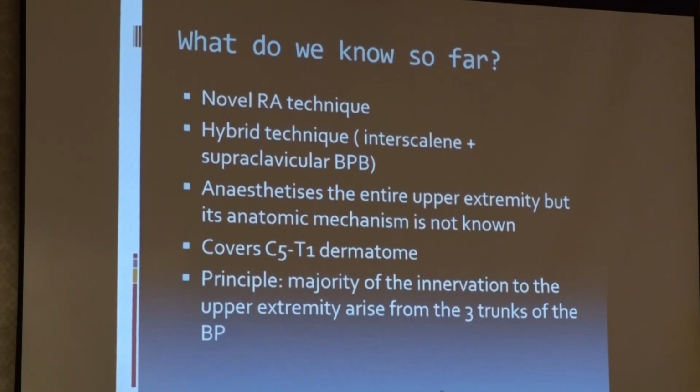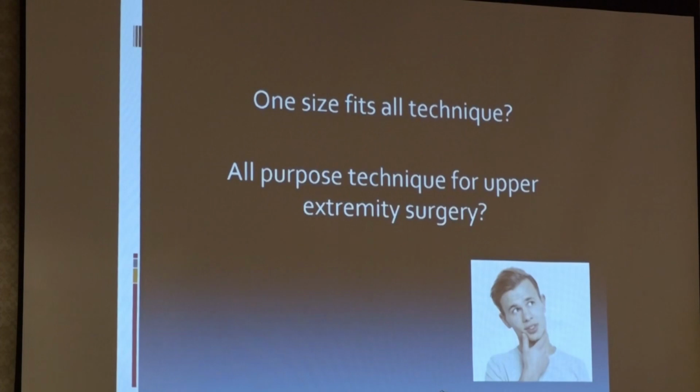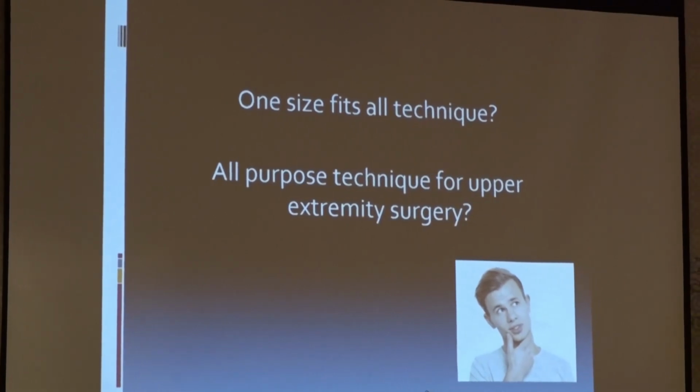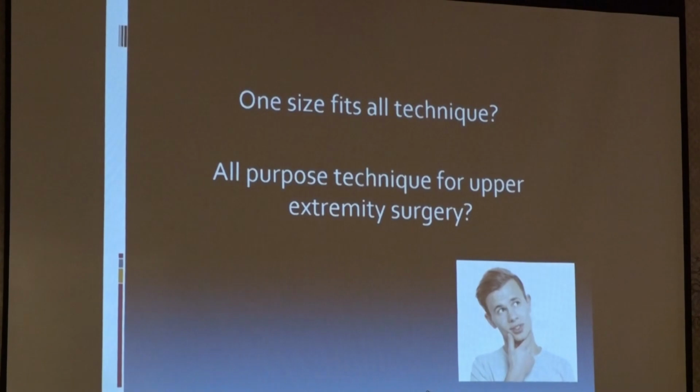SATB is a hybrid technique, a combination of interscalene and supraclavicular block. It anesthetizes the entire upper extremity, covering the C5 to T1 dermatomes, with the principle that the majority of the innervation to the upper extremity arises from the three trunks of the brachial plexus: the superior, middle, and inferior trunk. So maybe some of you will wonder, is SATB a one-size-fits-all technique, or an all-purpose technique for upper extremity surgery? At the end of this lecture, I'm sure you will get the answer.